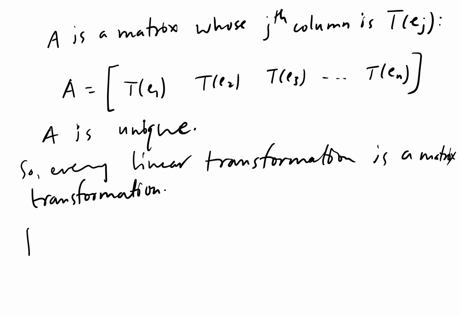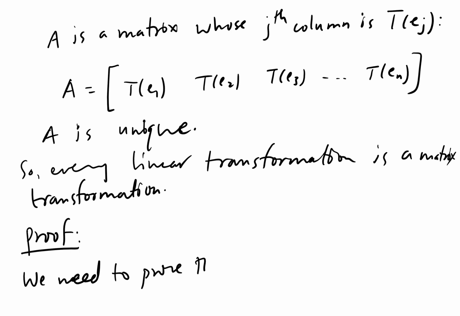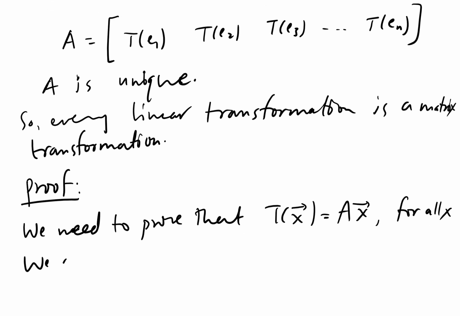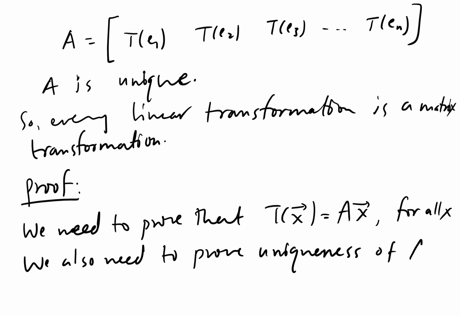What's the proof for this? Can we prove it? So two things we need to prove here. We need to prove that T of x gives me A of x for all x. We also need to prove the uniqueness of A.